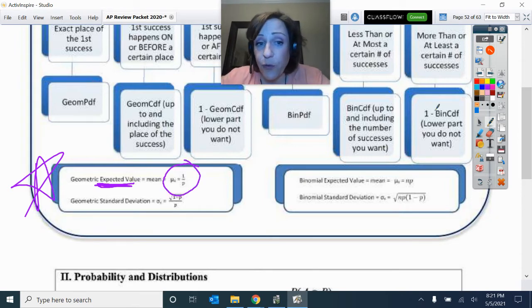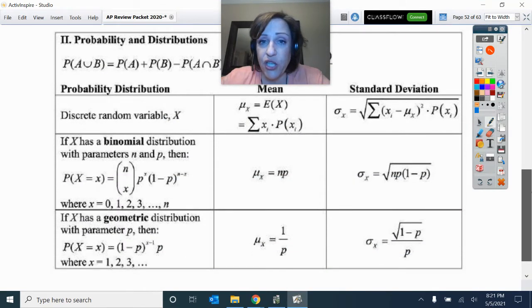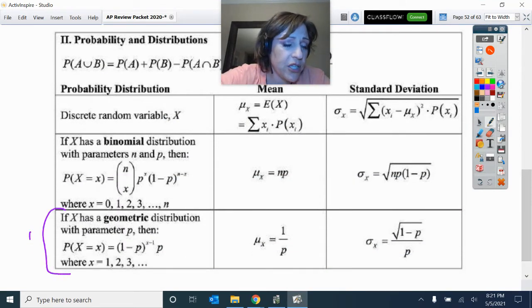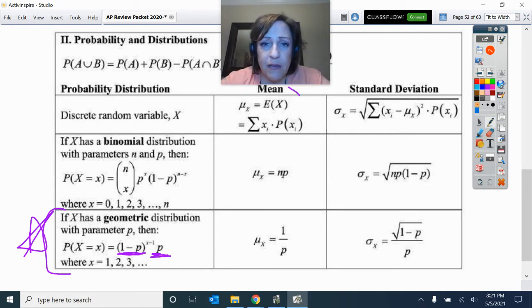Now this is on the formula chart. So let's look down here. This is what your formula chart looks like. And here we are on our geometric. So we have the failures and then the success. Okay, well, here's the mean.